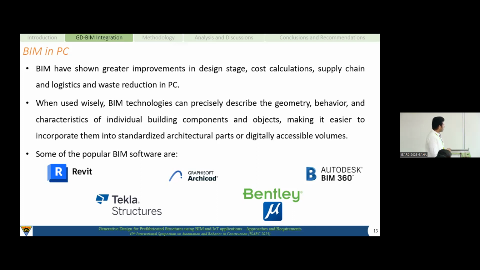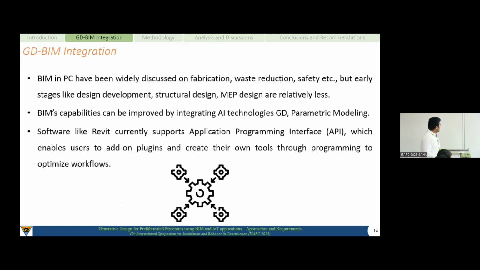Some of the popular software are Revit, Tekla, Graphisoft, Bentley, and BIM 360. BIM in PC has been widely discussed on fabrication, waste reduction, safety, etc. But when it comes to the design stages, especially design development, structural design, and MEP design, it is relatively less. These capabilities can be improved by integrating AI technologies like GD, parametric modeling, etc. Software like Revit currently supports API, which enables users to add plugins and play with this.